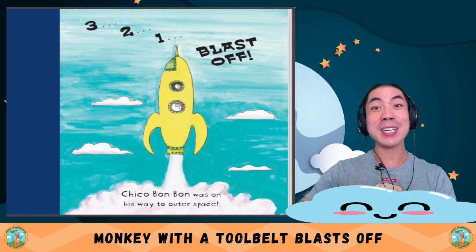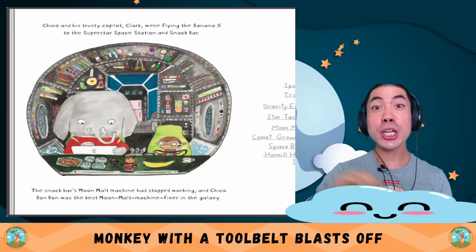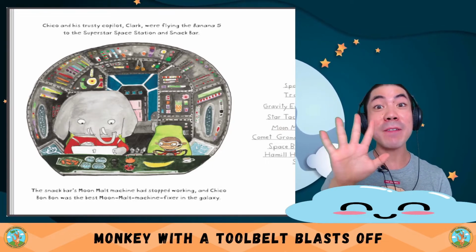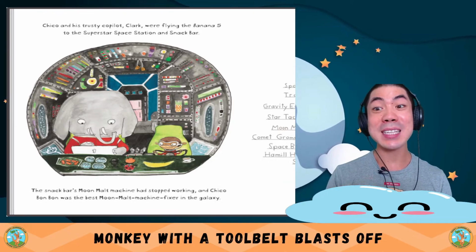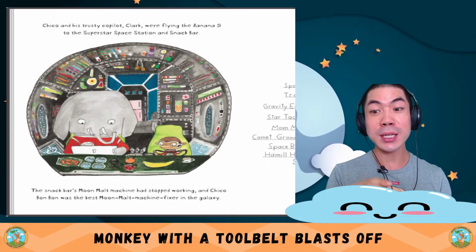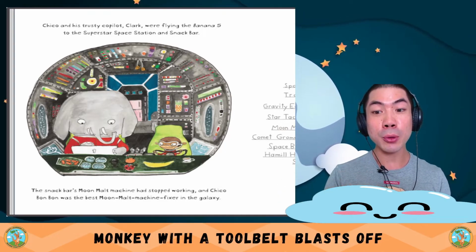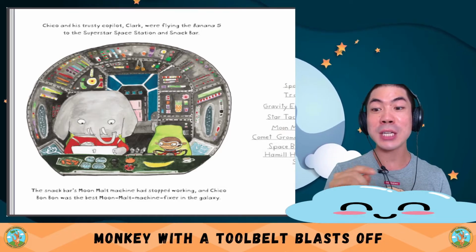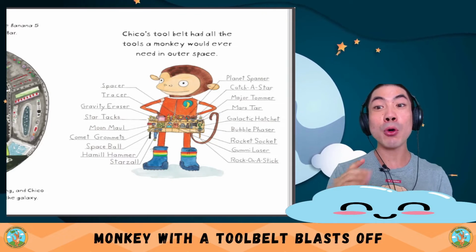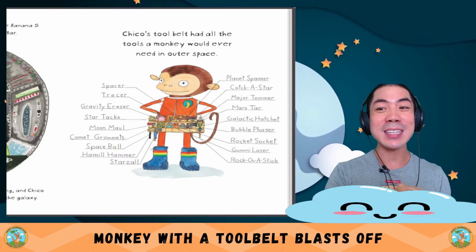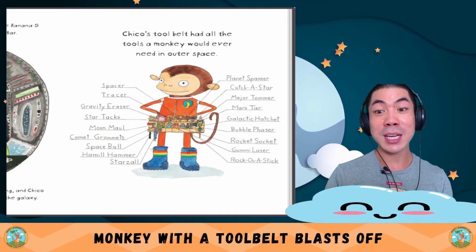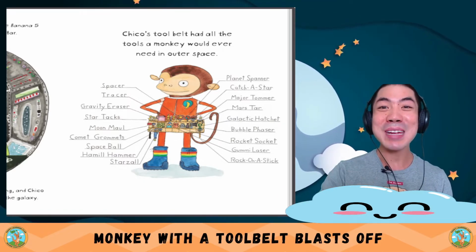Chico Bonbon was on his way to outer space. Chico and his trusty co-pilot Clark were flying the Banana 5 to the Superstar Space Station and Snack Bar. The Snack Bar's moon melt machine had stopped working, and Chico Bonbon was the best moon melt machine fixer in the galaxy. Chico's tool belt had all the tools a monkey would ever need in outer space. It had a spacer, tracer, gravity eraser, star tacks, and many more things.